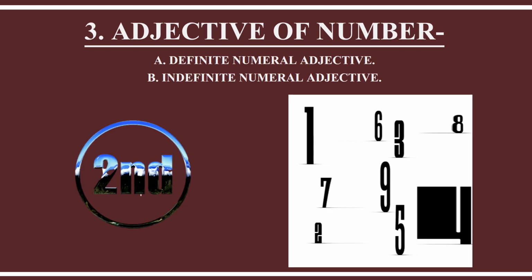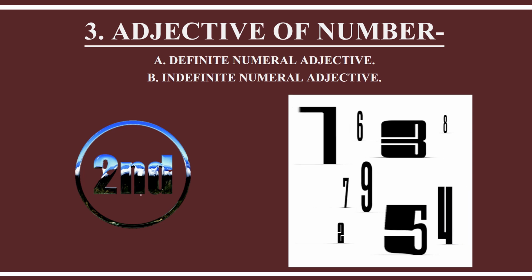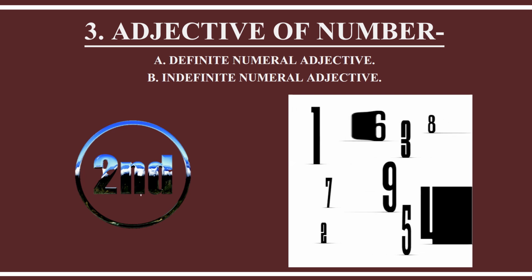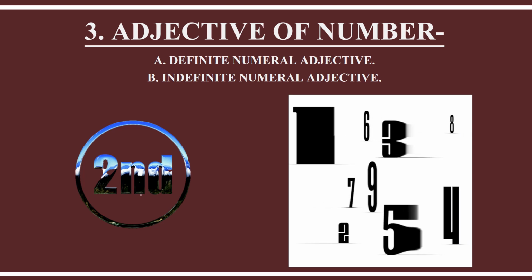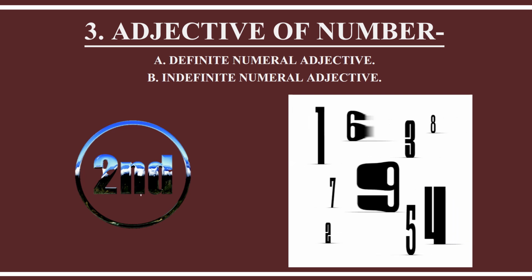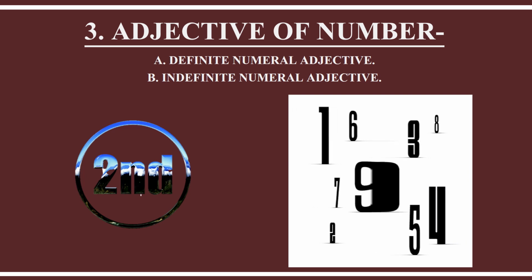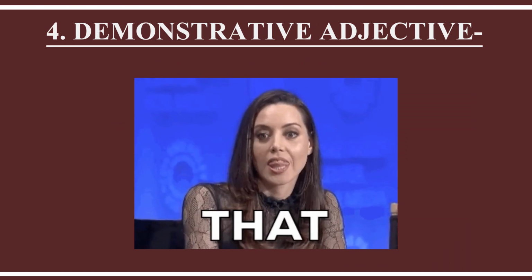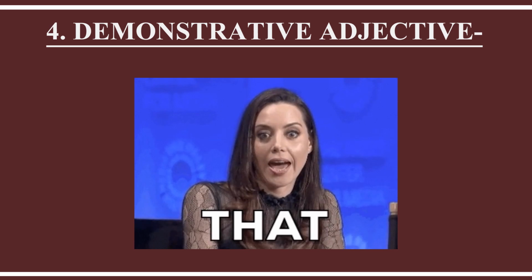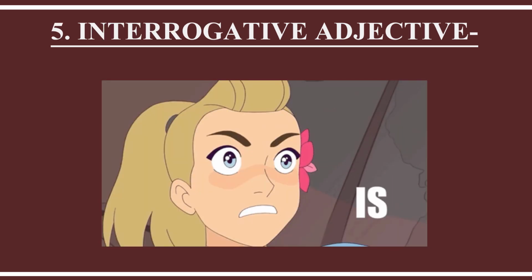Adjective of number. Definite numeral adjectives. Example: 1, 3, 6, second. Indefinite numeral adjectives. Example: many, few, all, several. Demonstrative adjective. It points out or refers to a noun. Example: this, that, these, those. Interrogative adjective. It asks for information about its noun. Example: which, what, whose.